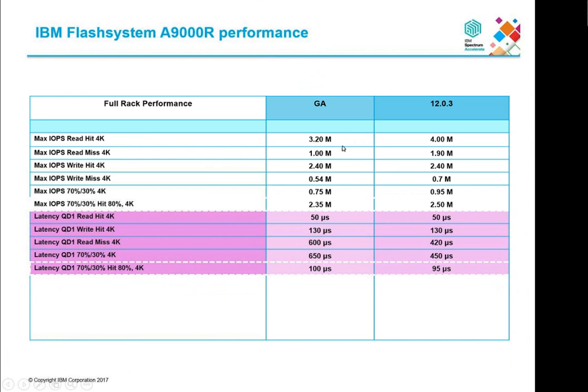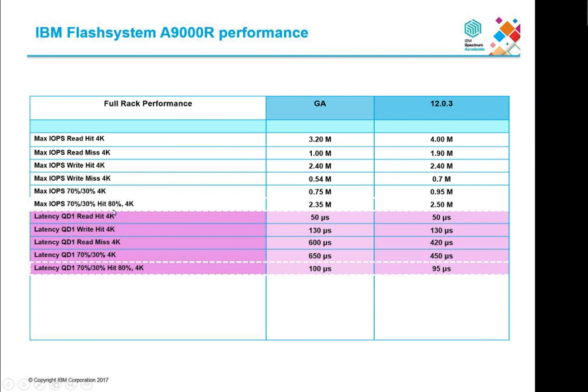But again, looking at some of the changes, right, a read hit 4K, again, this is probably the best case number, but this is all cache hit. Not necessarily indicative of a real workload. But you can see the numbers that have changed, right? 3.2 million up to 4 million on a read miss at 4K, 1 million up to 1.9 million. So I'm almost doubled right there, from 1 million to almost 2 million. The write hit stayed about the same. The write miss again increased a little bit.